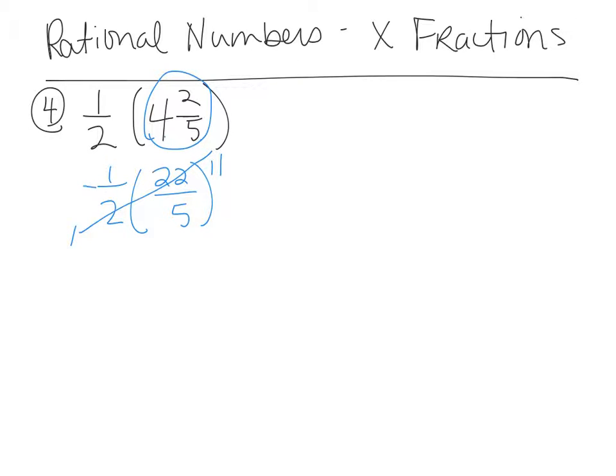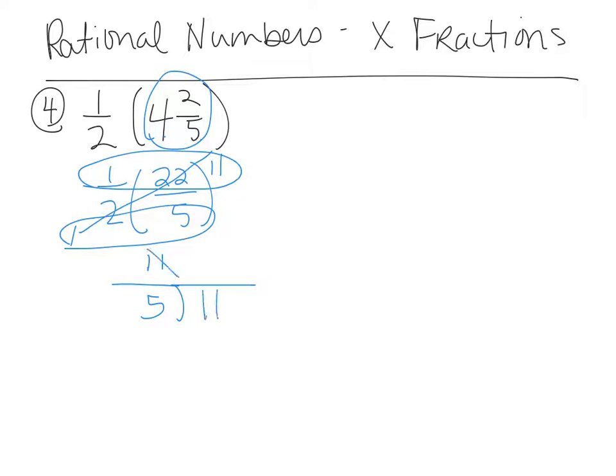So now we multiply across the numerators, and I get 1 times 11 is 11, and 1 times 5 is 5, and that's not simplified, it's improper, so stop, drop, divide. 5 goes into 11 2 times, 10 with a remainder of 1. 1 in the numerator is done.